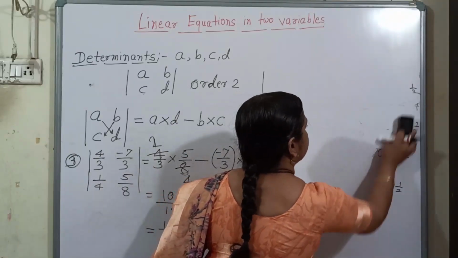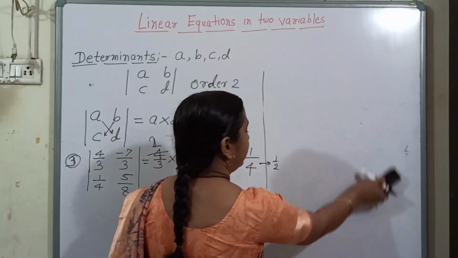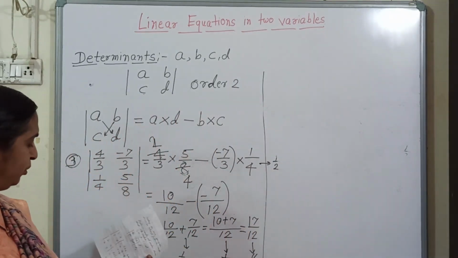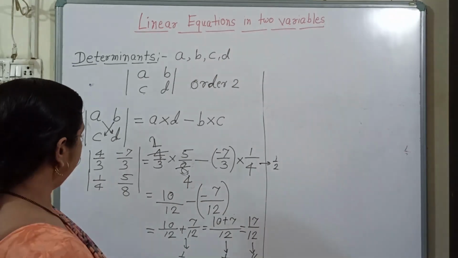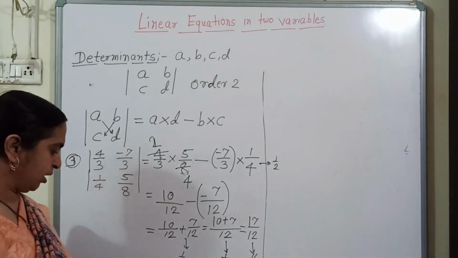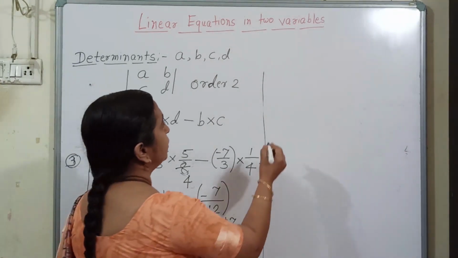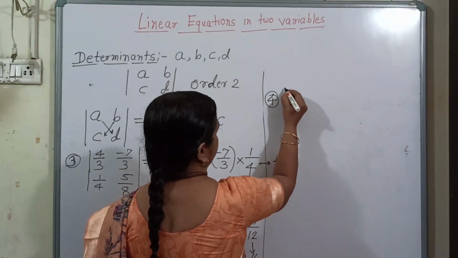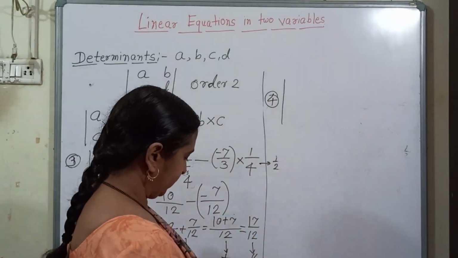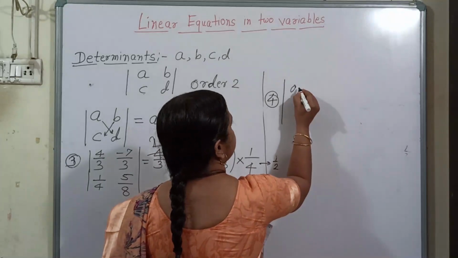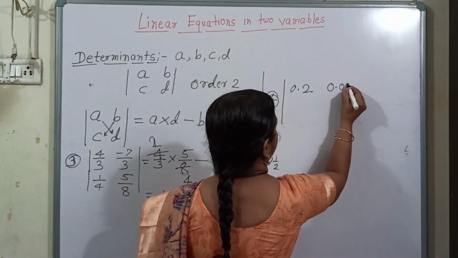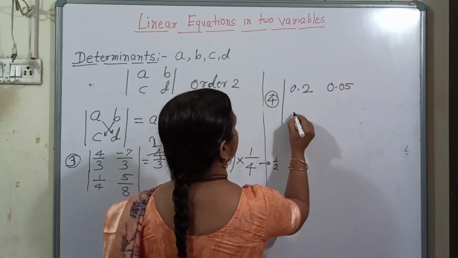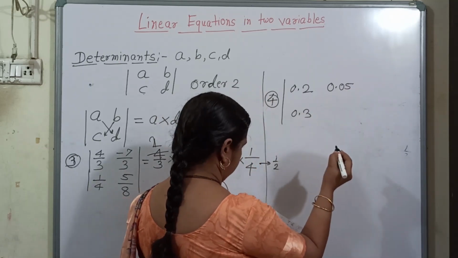Now again we consider one more example. In our first example we consider only positive numbers. In second, positive negative numbers. Here we consider fractions, and now in our fourth example we consider decimal fractions. Consider determinant 0.2, 0.05, 0.3, 0.4.